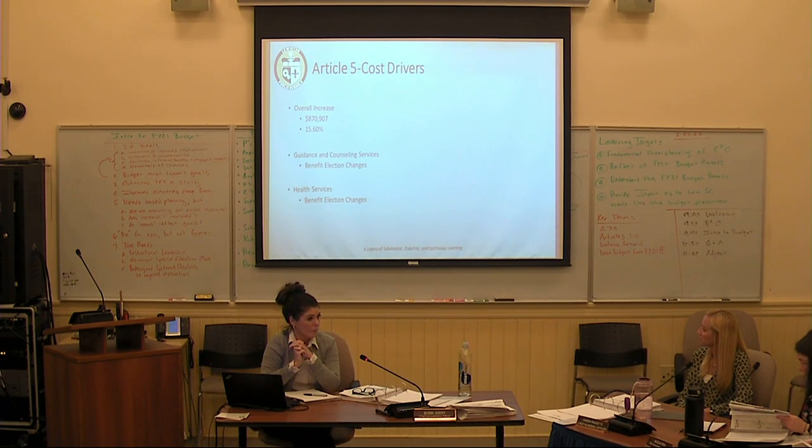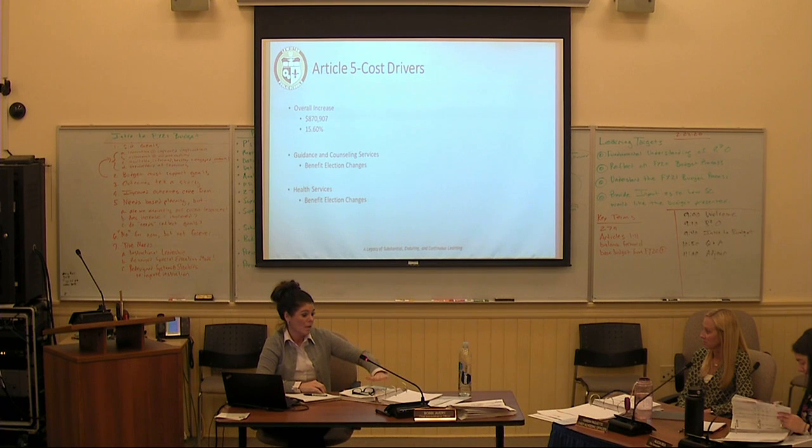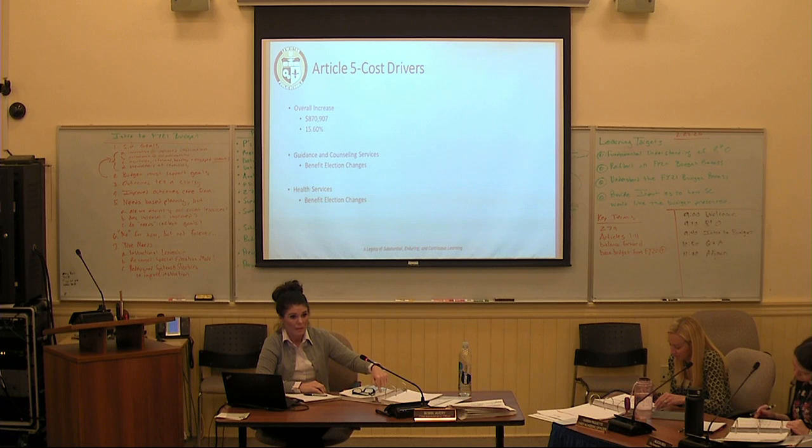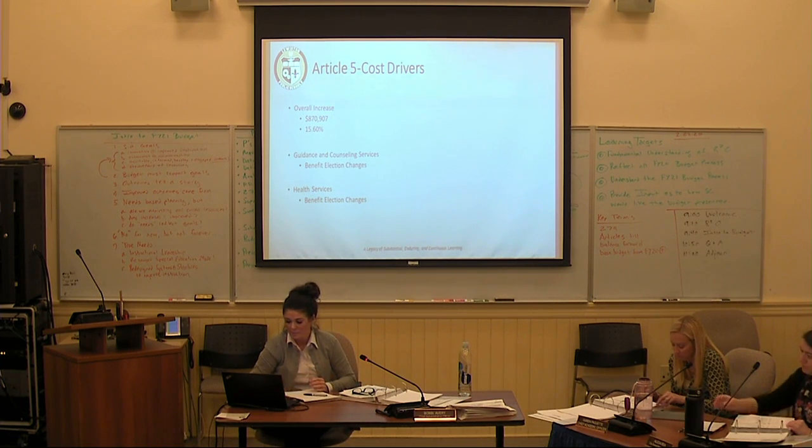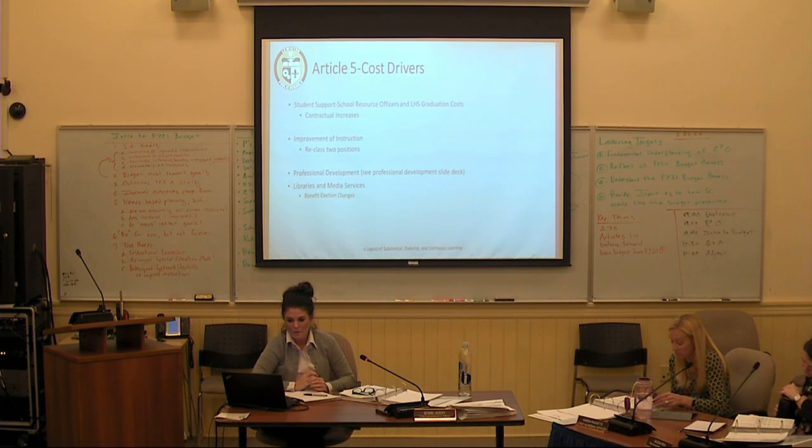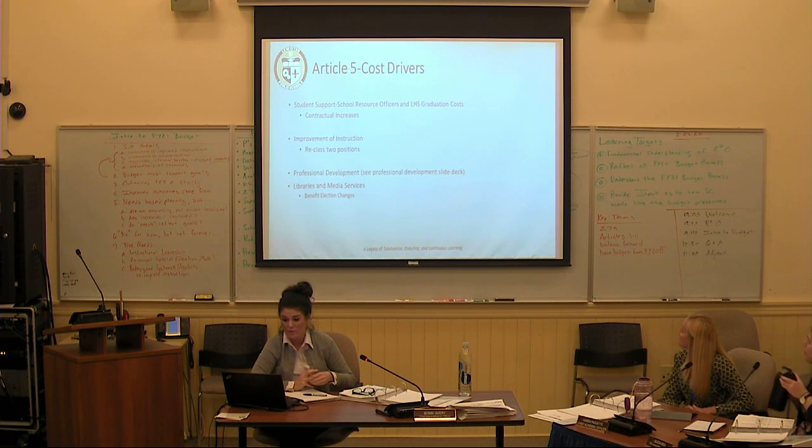or a 15.6% increase. The cost drivers, and we'll break them down: for guidance and counseling services, that really is benefit election changes, and on your article summary, you'll notice that that's a decrease. It's because there were election changes. Same with health services. Student support is for school resource officers, and there's some LHS graduation costs in there, all contractual. That's all for our SROs.